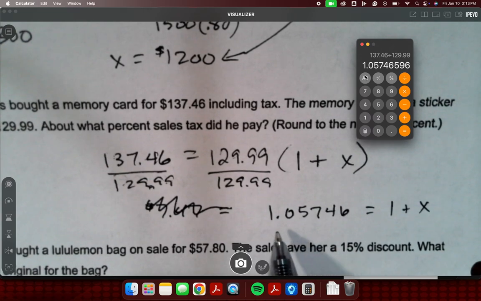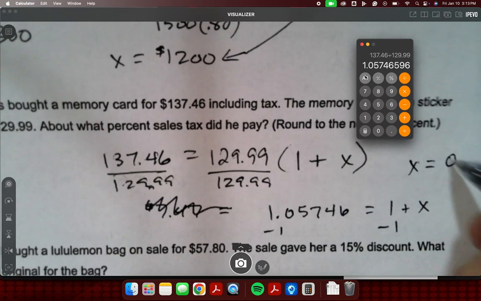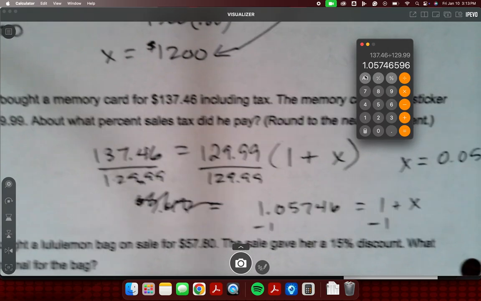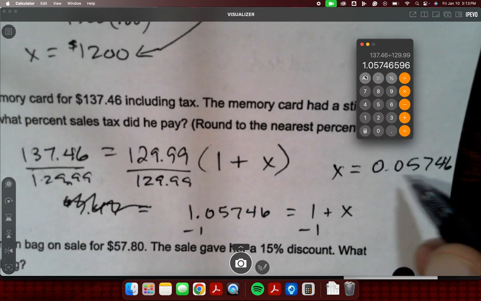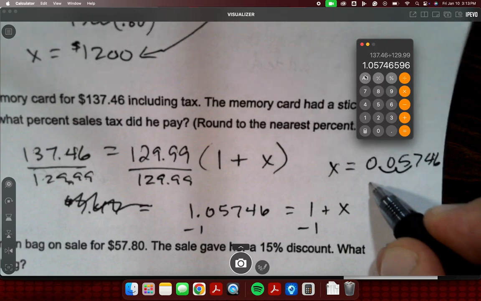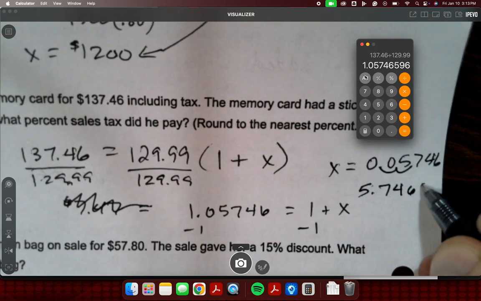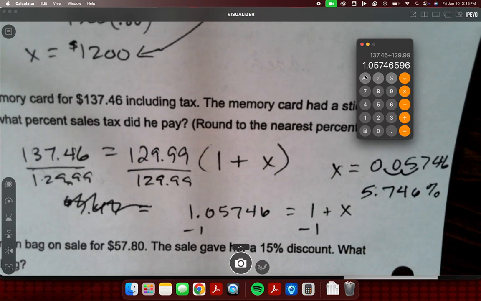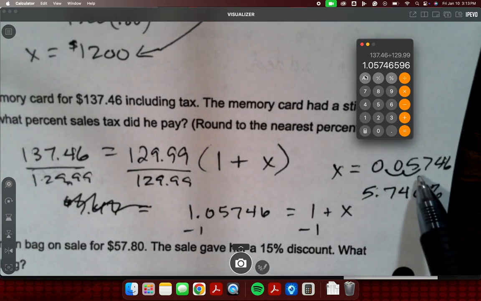Okay, so now to solve for x, we just subtract 1, and we get x equals 0.05746. And we need to move the decimal over 2 spots. So make that 5.746%. I want to pause if I go a little too fast. So make sure you move the decimal over first.